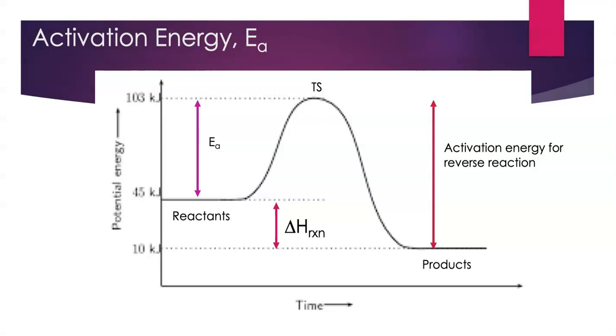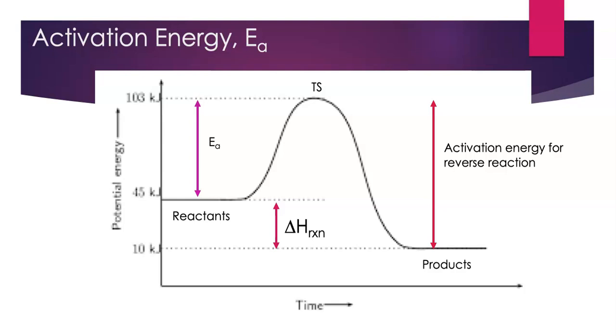All right, now this diagram also helps us to see that we can find the activation energy for the reverse reaction. If we're going backwards, the products are now making reactants again in a reversible process. If I go from the energy of the products to the energy of the transition state, that gives me the activation energy for the reverse reaction.